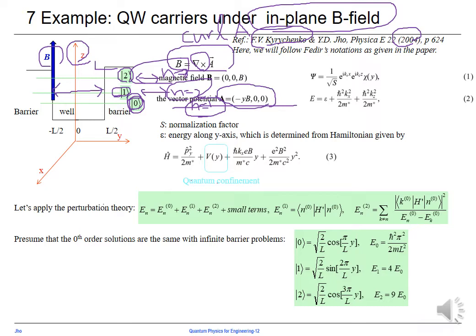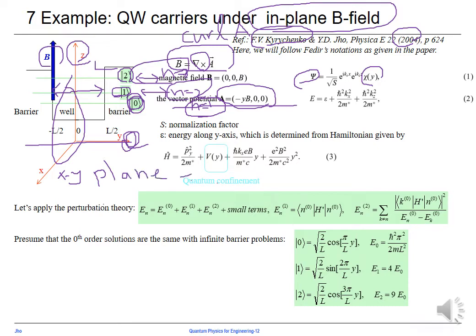And when you consider wave functions, the wave function is changing along the y-axis. Let's say the potential axis is y. Again, this is the choice of my friend Fedier. And the xy plane is the quantum well plane.